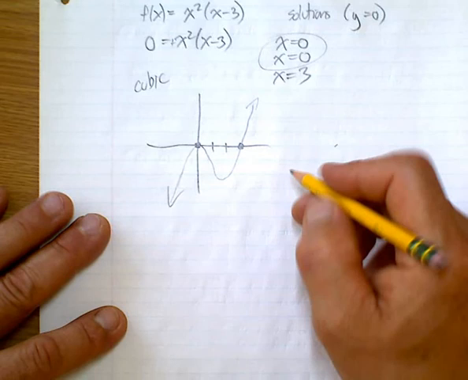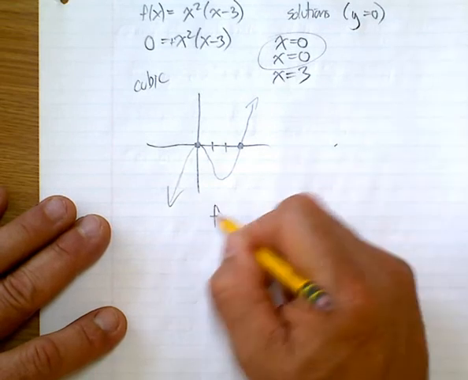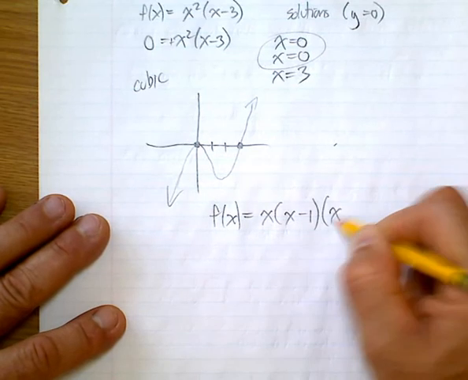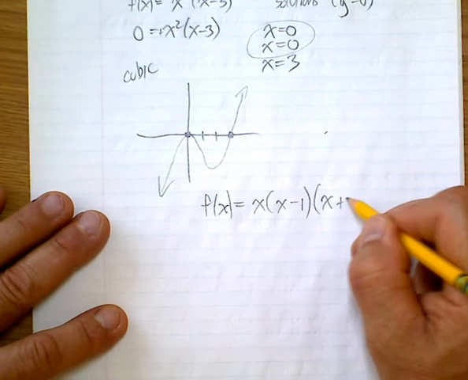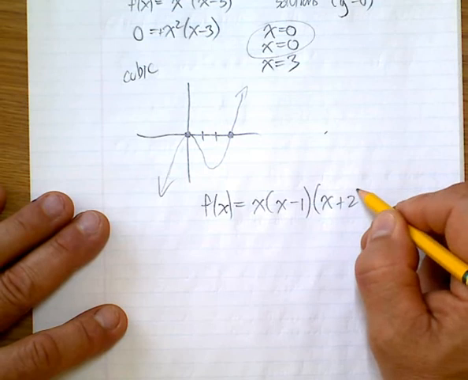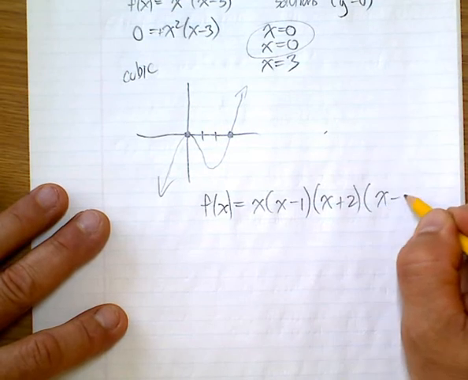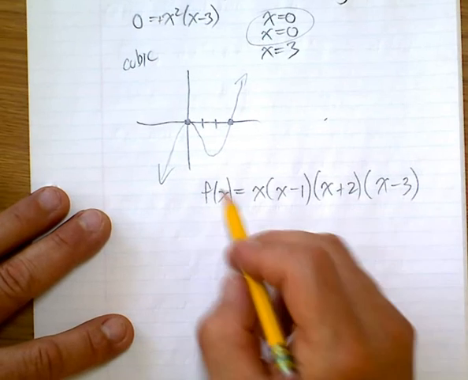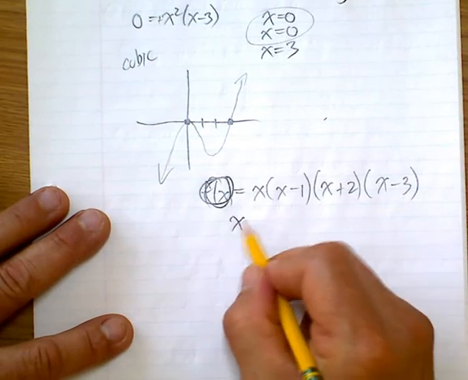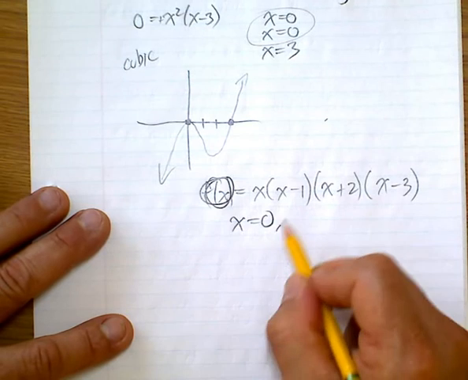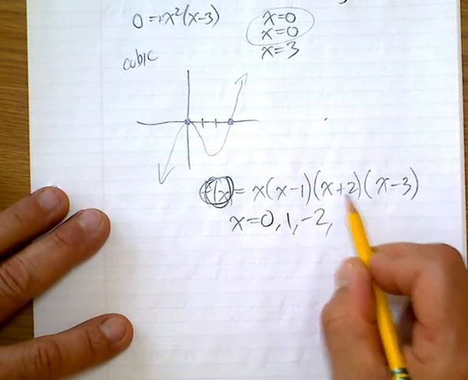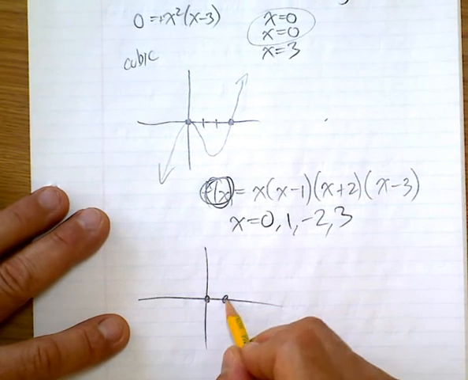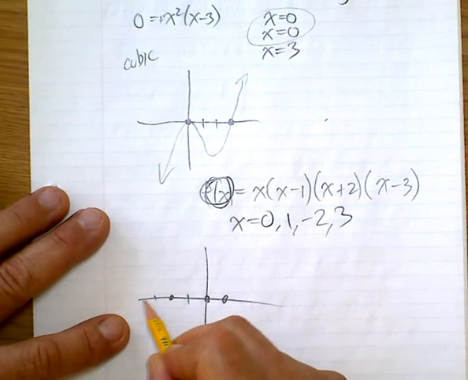If I give you a function that looked like this, f of x is equal to x times x minus 1 times x plus 2 times x minus 3. Well, you'll be able to tell me that if you're looking for the solutions, you make this 0. You got x equals 0. You got x equals 1. You got x equals negative 2. And you got x equals 3. So when you graph that up, 0, 1, negative 2, and 3.